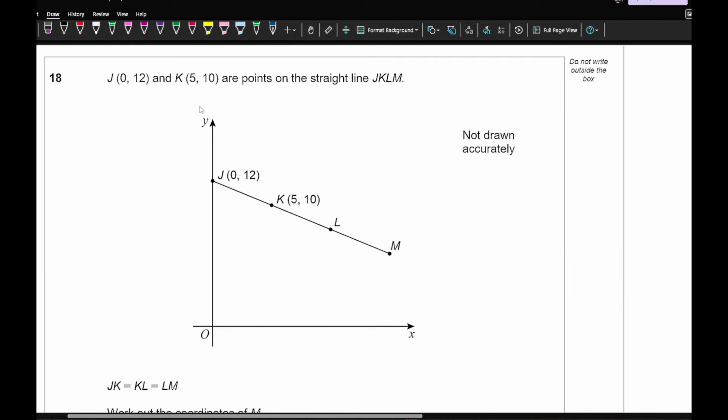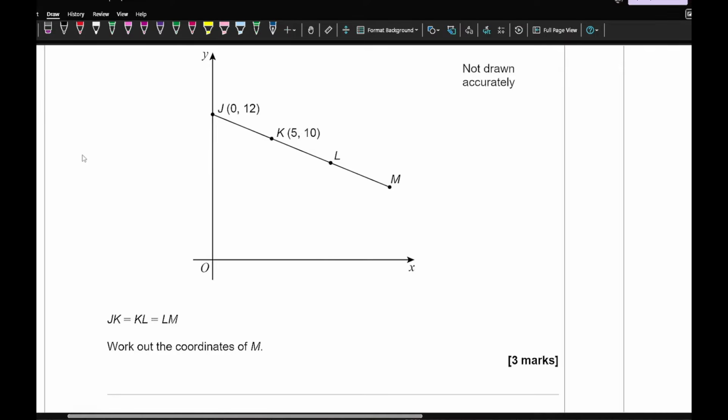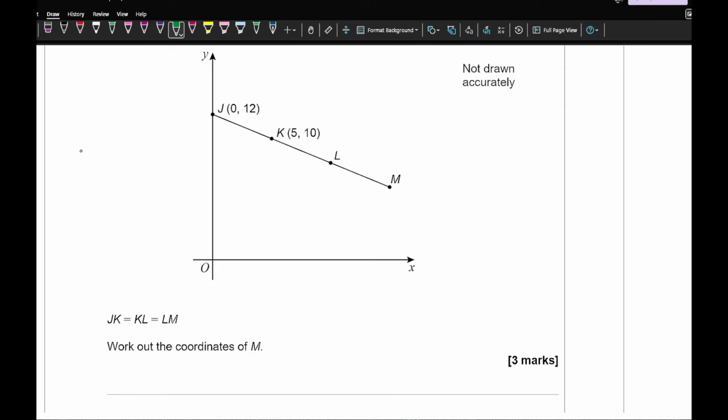Moving on to question 18, it says J is at the coordinate of 0, 12, K is at the coordinate of 5, 10, are points on a straight line J, K, L, M. And it says J to K, K to L, L to M are the same distance, and the question is asking us to work out the coordinates of M. Now this question is quite popular. I've seen it appear a few times already.